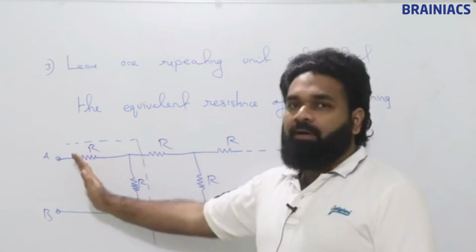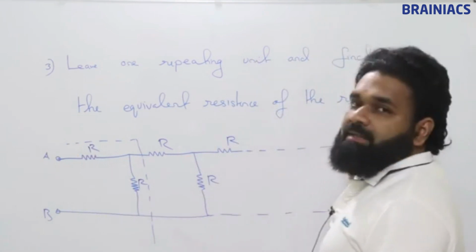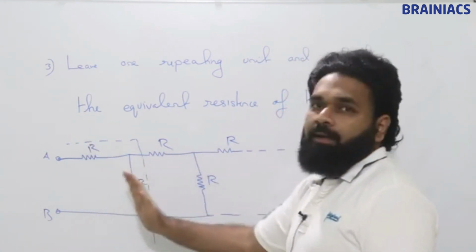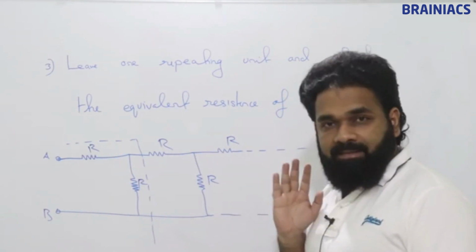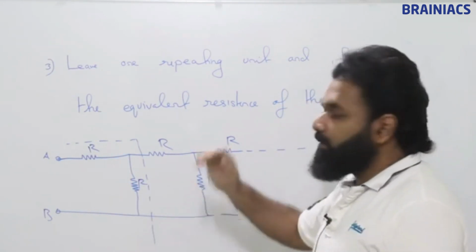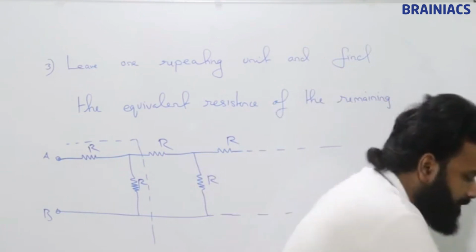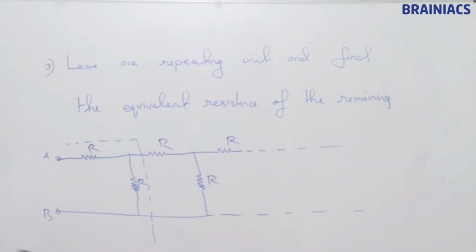We are leaving only one. We have already assumed that the full is X. So we just leave one. What will be the resistance of the remaining? That also will be X. So that X we will have to connect here. Did you understand what I am telling?